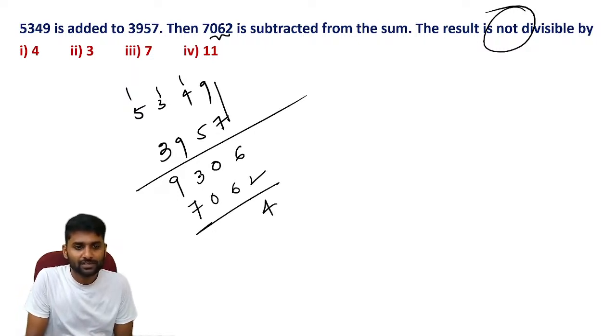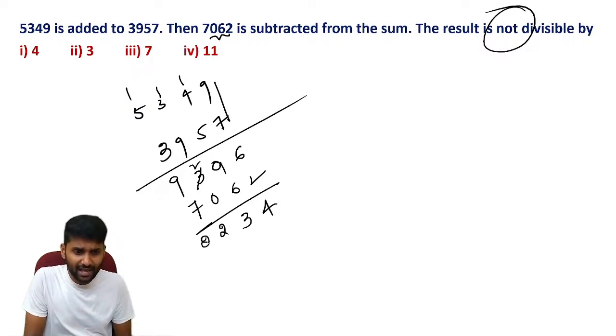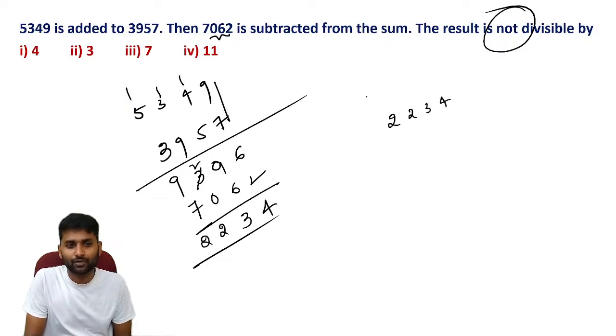Here 6 minus 2 is 4. Here 10 minus 6 is 4, 1 we have to carry here. 9 minus 6 is 3. Here you will get 2. And here you will get this value as 2234, guys. 2234, which is not divisible by, guys. You know that the divisibility by 3 property says that if the sum of its digits is divisible by 3, then the whole number is divisible by 3.